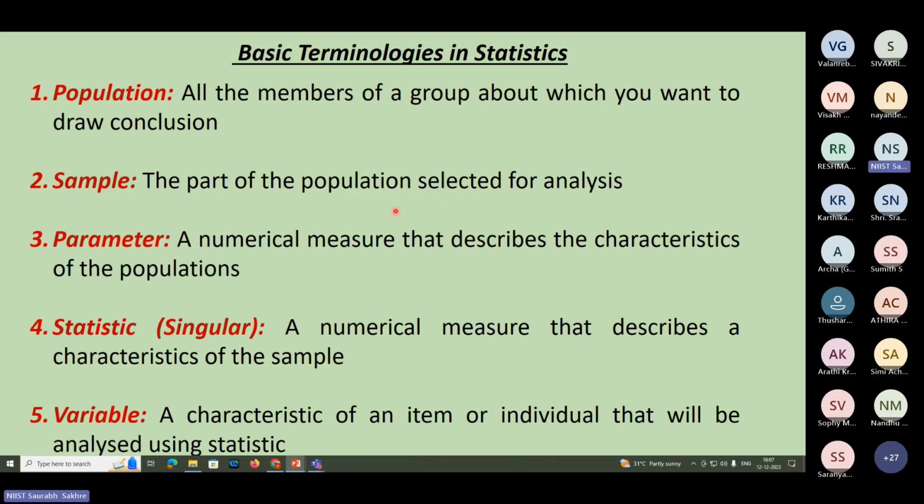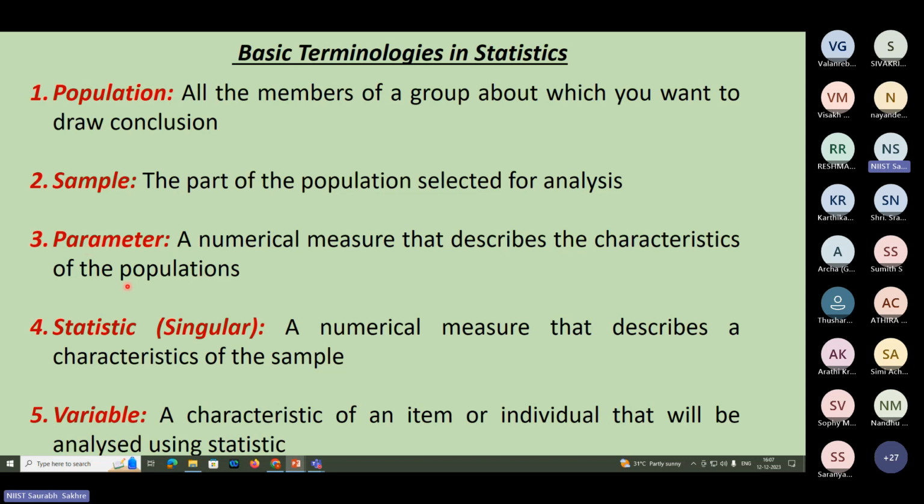Now we will see the third one. The third one is parameter. So what does a parameter mean? A parameter is a numerical measure that describes the characteristic of the whole population. Okay, here you have to keep this in mind.